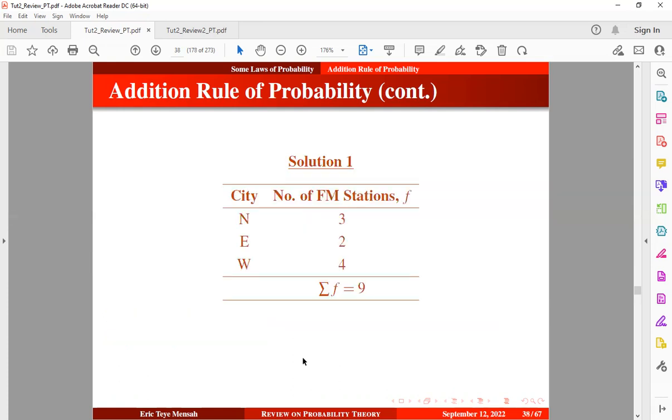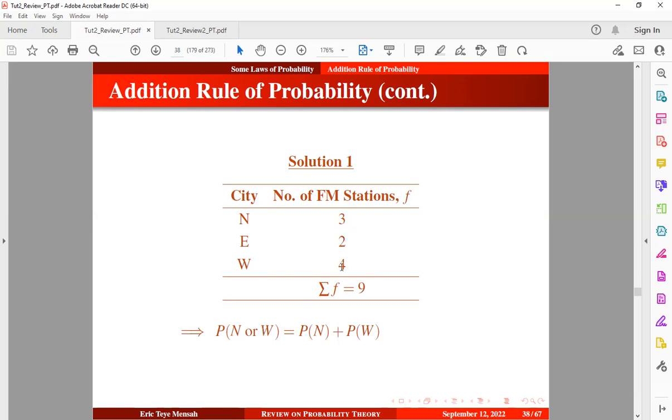All right, so we can basically put this in a table form. This is similar to the empirical probability we looked at in a previous tutorial. So you have the city, north, east, and west, and we have the corresponding frequency. The number of stations at the north is 3, at the east 2, and the west is 4. So in total, we have 9 of them. And our objective here is to find the probability that a station is either from the north or west.